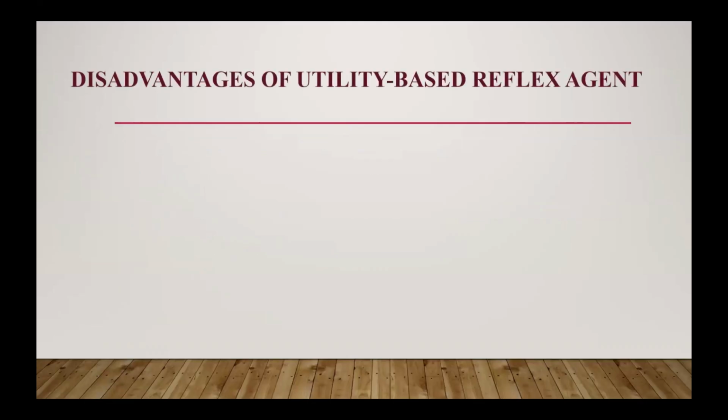So next one is, what are the disadvantages? If there are so many advantages, there are some disadvantages also present. First one is the computational complexity. One major obstacle for utility-based agents is the computational power they require as the number of possible actions and outcomes grows. Calculating expected utility becomes increasingly complex. This can slow our decision making, especially in real-time applications where split-second choices are crucial.